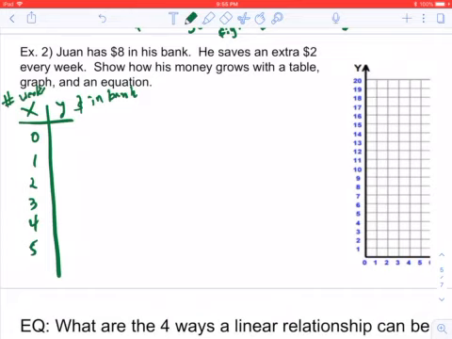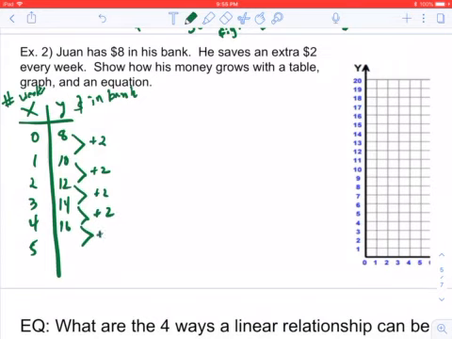So what's his starting amount of dollars? Right, so he starts with 8. And then he saved an extra $2 every week. So it's growing by $2. So 8 plus 2, 10. Growing another $2. That's going to be 12 for week 2. Grow another $2. 14 for week 3. Grow another 2. 16 for week 4. Grow another 2. 18 for week 5.